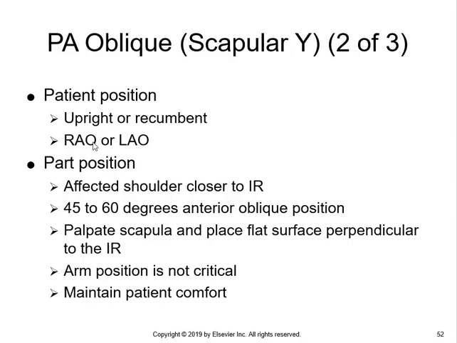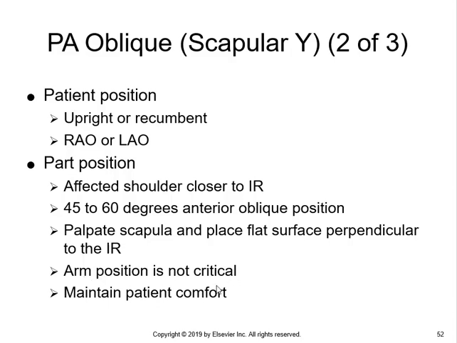So the description here is anterior oblique, which would follow with this positioning. If you're shooting posterior obliques, that would be a right anterior oblique position. PA projection. So your affected shoulder would be closer to the image receptor. This is the first place we're going to run into a range of obliquities. It could be 45 degrees, it could be up to 60 degrees, depending on what your patient's anatomy looks like. So you're going to palpate the scapula and put the flat surface perpendicular to the image receptor.